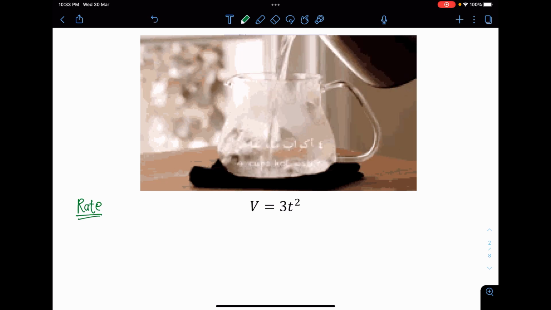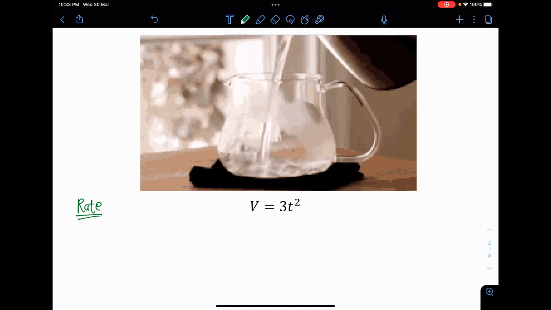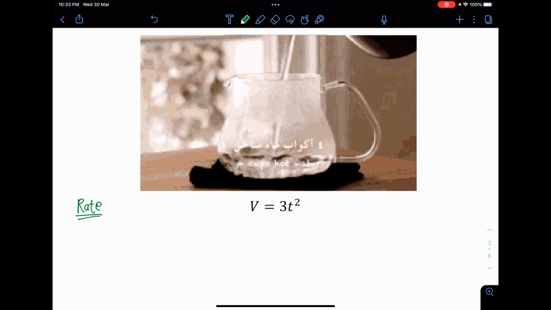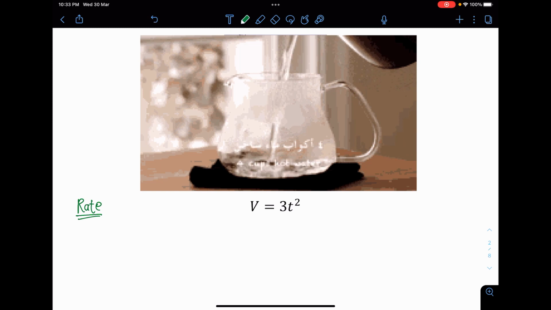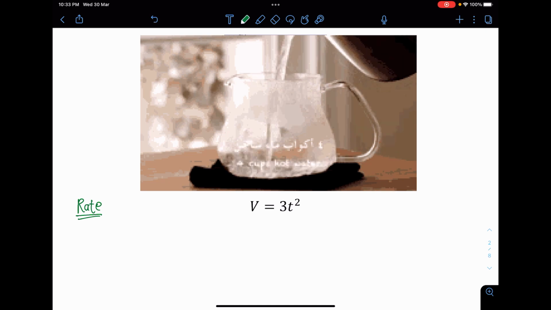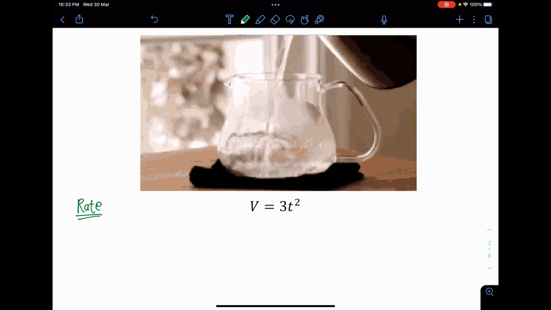Rate of change can apply to many conditions. Let's imagine we have a jug, and we are putting some water inside it. The volume of the water is going to increase every single second that you pour water in. Let's say I have a formula to find the volume: the volume of the water, V, is equal to 3 times t squared, where t is time and V is volume.